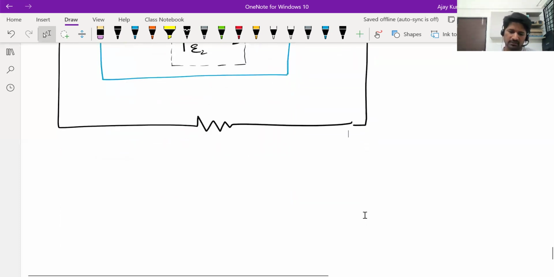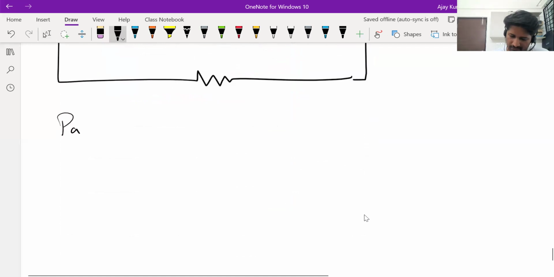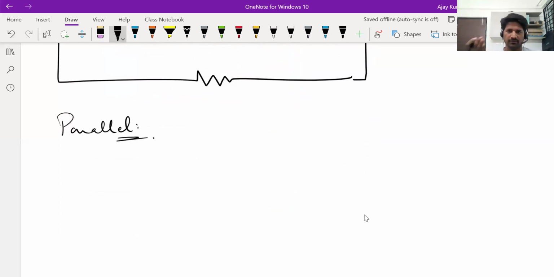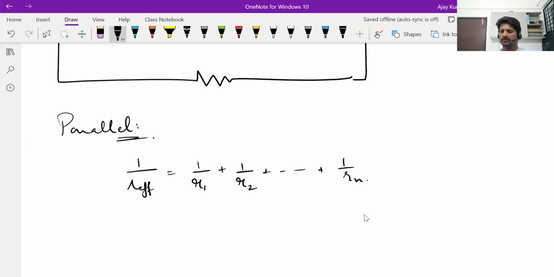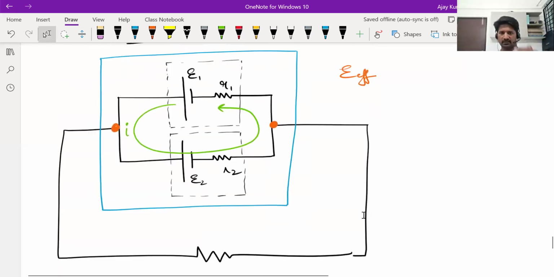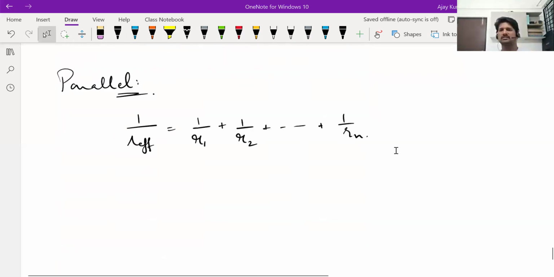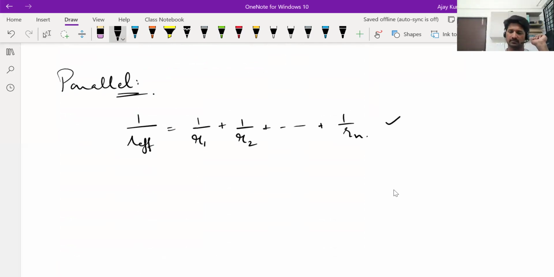But when cells are connected in parallel, you will find that the effective resistance can be calculated like how you calculate effective resistance in parallel. So whatever internal resistances are there for all the cells that are in parallel, assume those resistors are in parallel and find out the effective resistance. This will give you the effective internal resistance of the combination of cells.